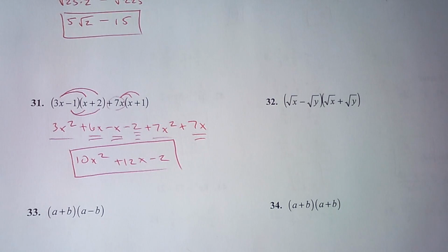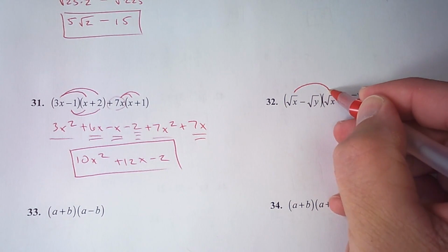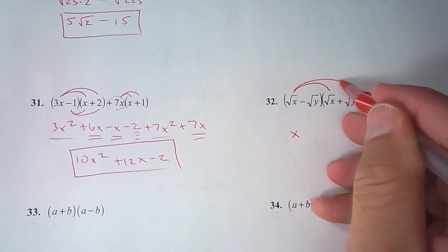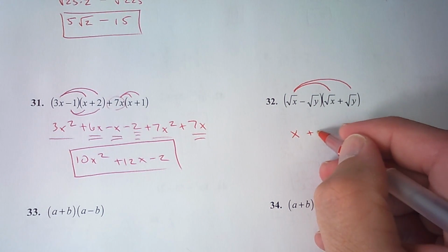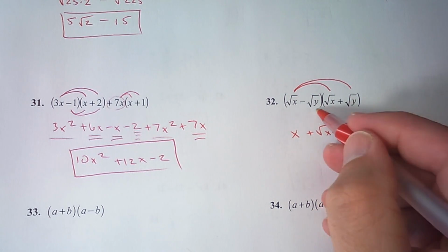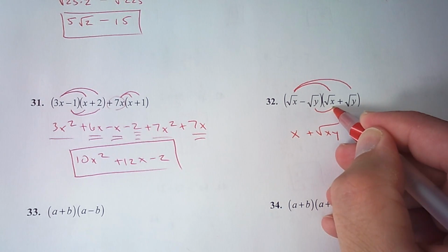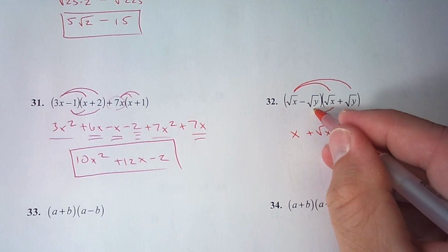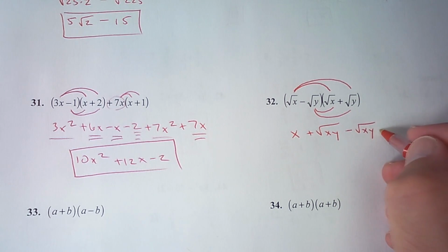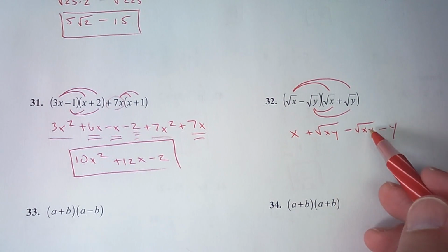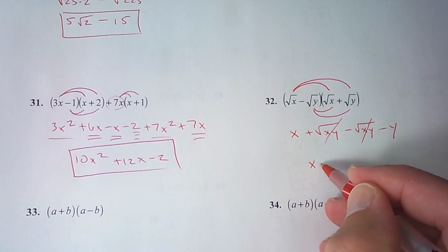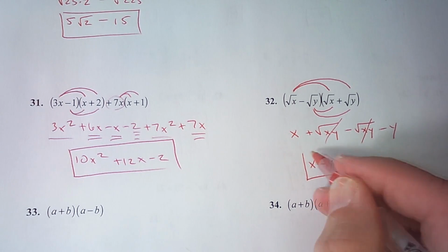Then number 32. Square root of x times the square root of x. That is x. Square root of x times the square root of y is the square root of xy. Negative square root of y times the square root of x is negative square root of xy. And negative square root of y times the square root of y is minus y. Now notice I've got a positive square root of xy and a negative square root of xy. They are opposites. They cancel each other out. I'm left with x minus y.